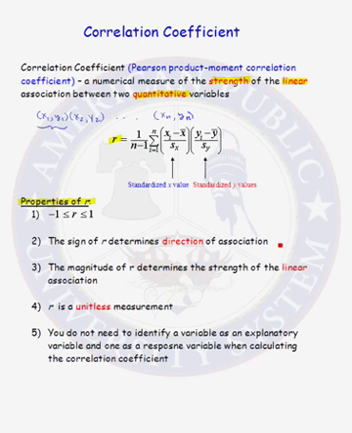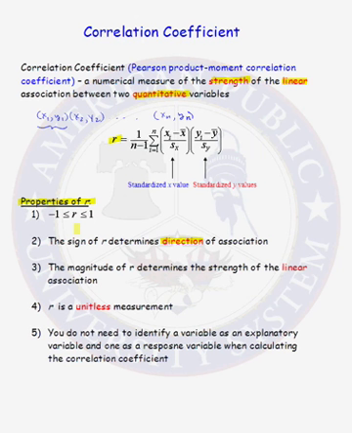The sign of r determines the direction of the association. Positive values of the correlation coefficient mean there's a positive association between your two variables. A negative correlation coefficient means there's a negative association between the two variables. What does a positive association mean? A positive association means that as x increases, y increases. A negative association means as x increases, y will decrease.